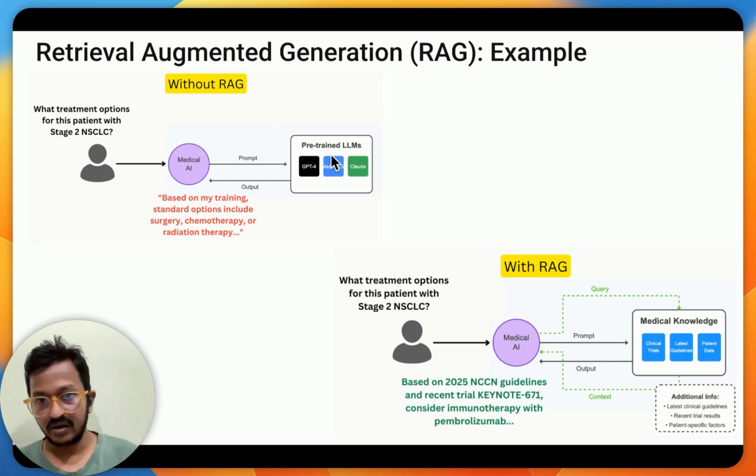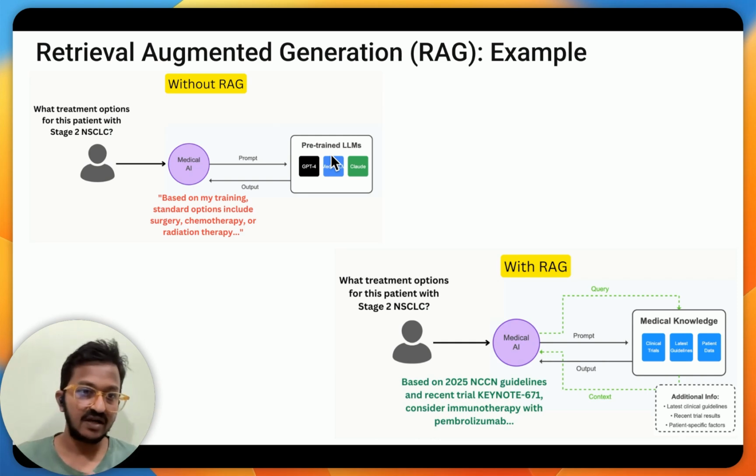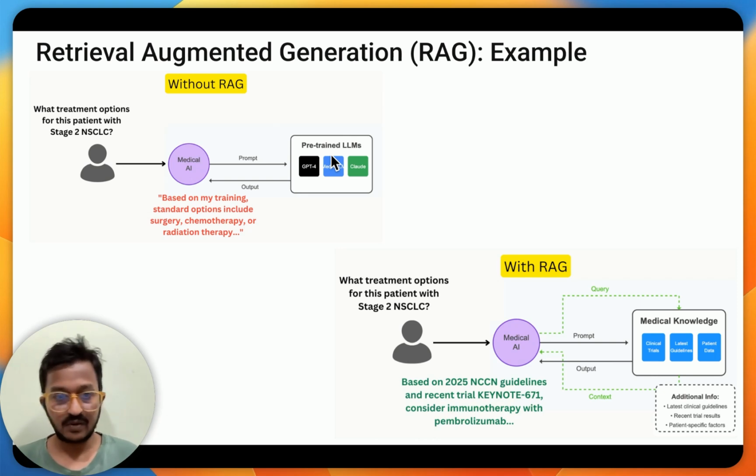Hope you know that all these pre-trained LLMs will have a knowledge cutoff date, right? And they can't access real-time data. So if you ask a query like, what treatment options for this patient with stage 2 NSCLC, and so on, your application will respond back saying, based on my training, standard options include surgery, chemotherapy, or radiation therapy. That is without RAG, right?